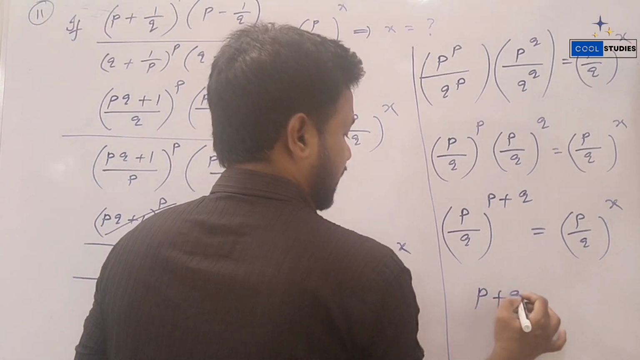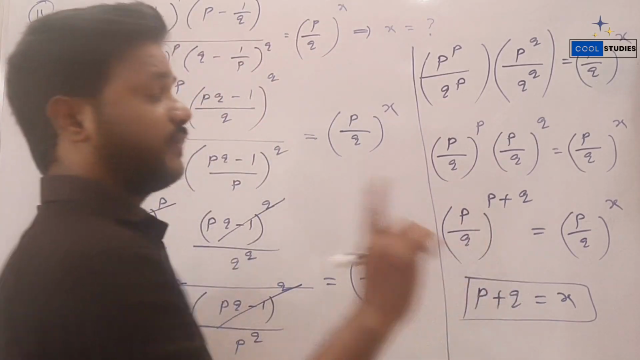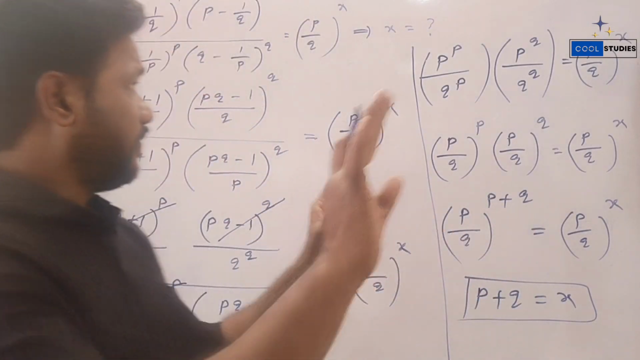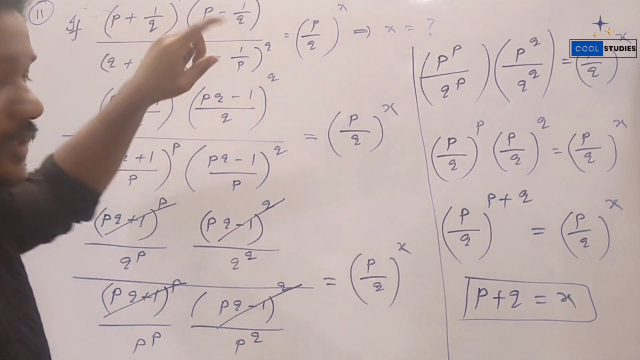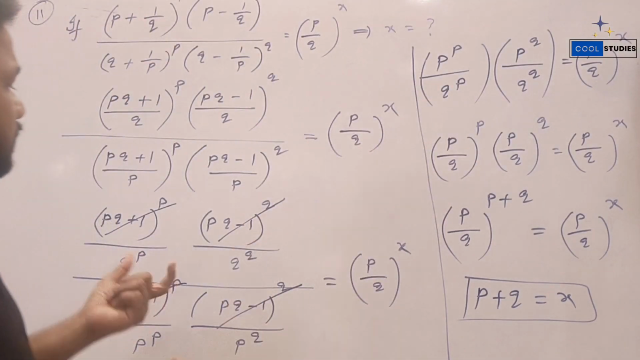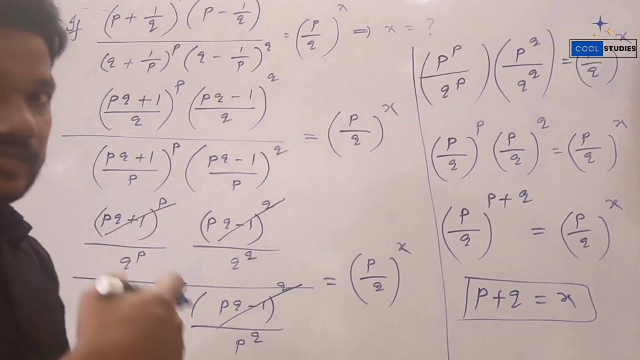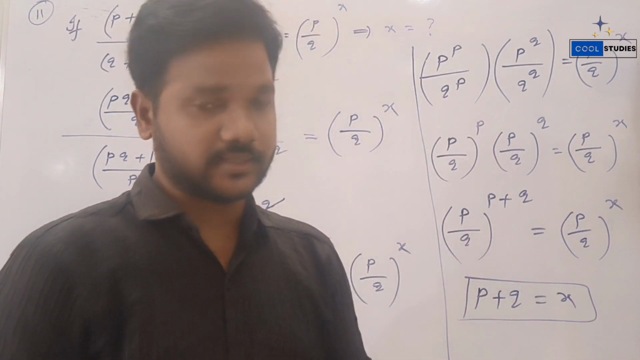So we can conclude that P plus Q is equal to X. So finally we got the answer P plus Q is X. Once again, in the first step we are doing the LCM sum. Each and every term, there are 4 terms, we took the LCM for each term. In the next step we are applying the powers to the numerator and the denominator.